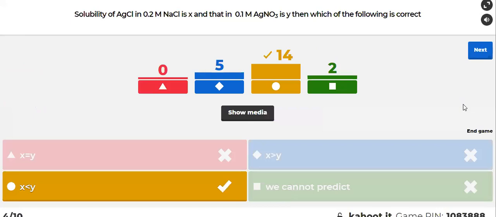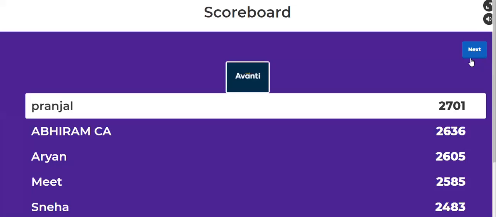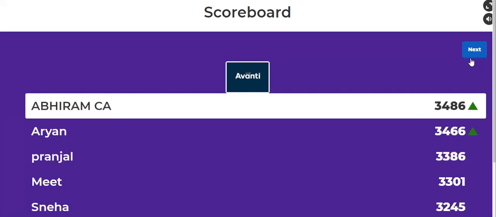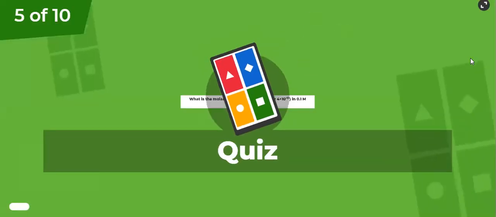Right, everyone, because I can say that in this there will be greater common ion effect of Cl minus ion as compared to AgNO3, and the concentration of NaCl is more than that of the AgNO3. So common ion effect will have a role in this question.